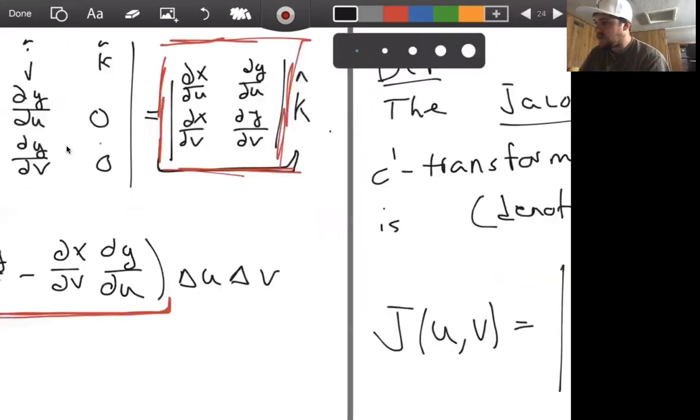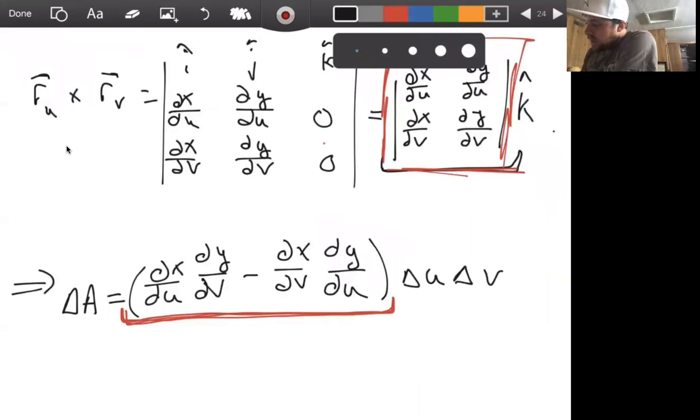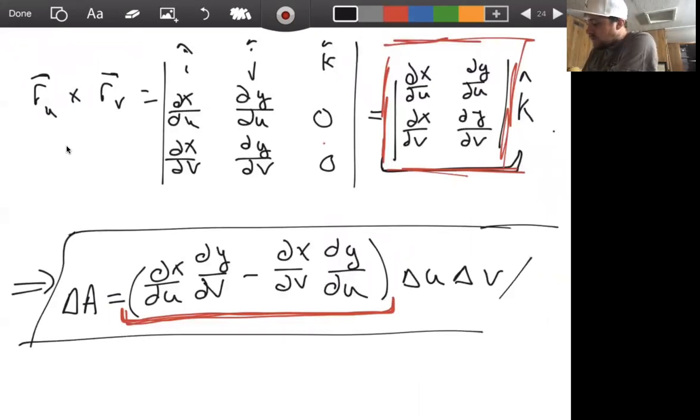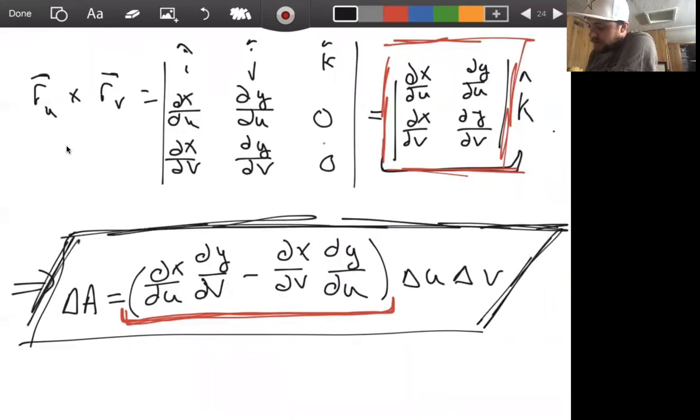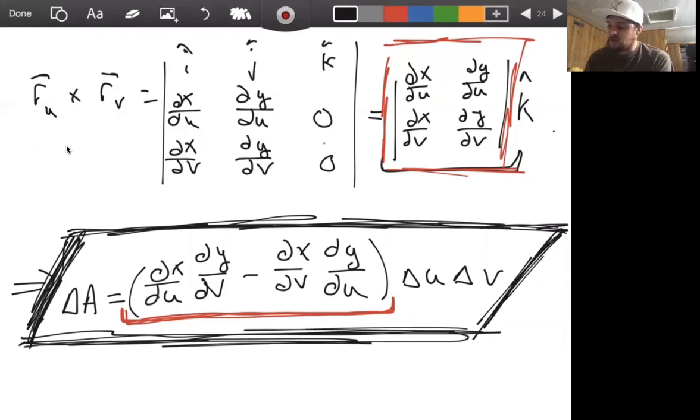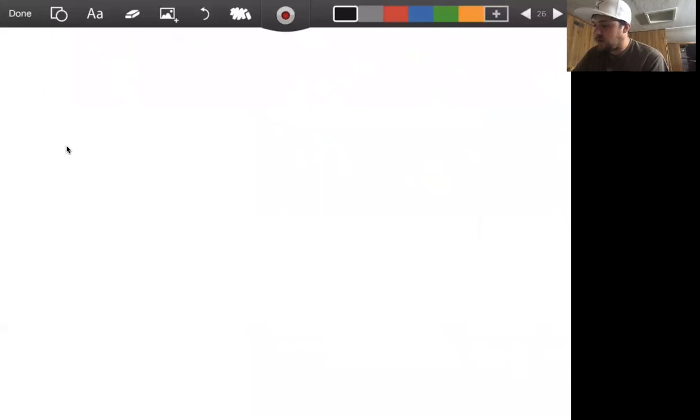Okay. And so this whole construction was first to show us where the Jacobian is showing up. But second, it's to define multiple integrals in a change of variables. And so we'll come back to this in a second. I want to first talk about the Jacobian a little more, just to do an example, really.